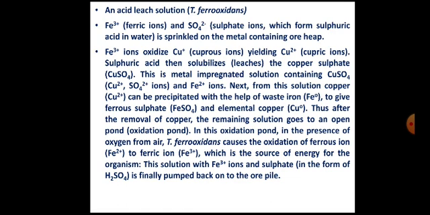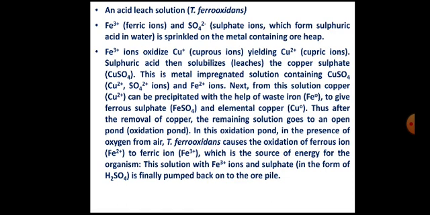This is a metal impregnated solution that contains copper sulfate in the form of Cu2+ and SO4 2- ions, and ferrous ions, Fe2+ ions. Next, from this solution, copper, that is Cu2+, can be precipitated with the help of waste iron, that is Fe0, to give ferrous sulfate and elemental copper, that is Cu0. Cu0 means it is the precipitate of pure copper metal.